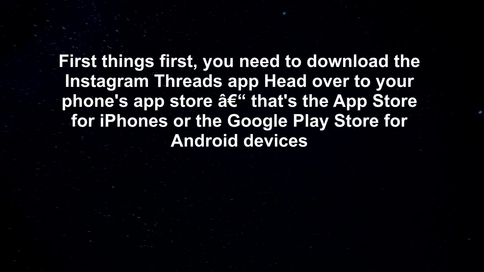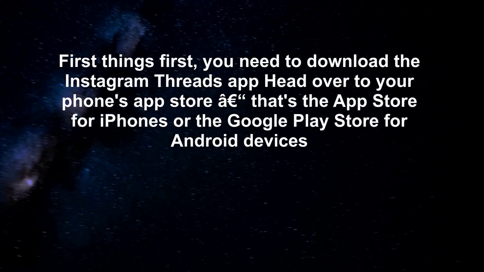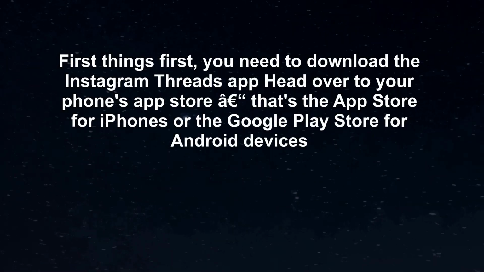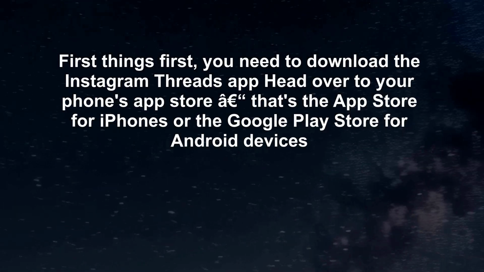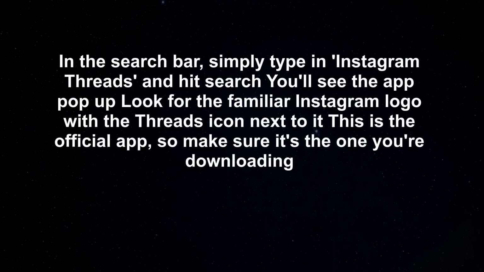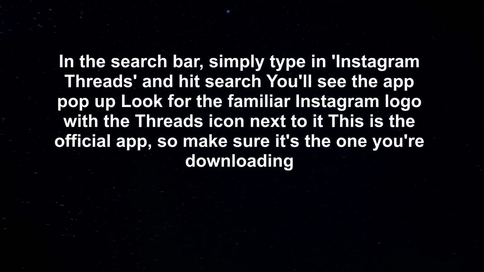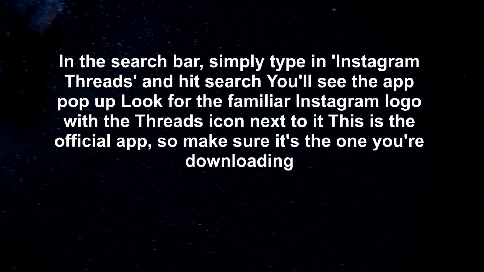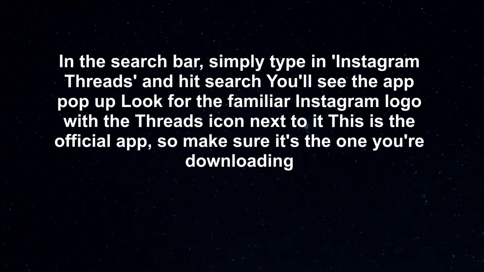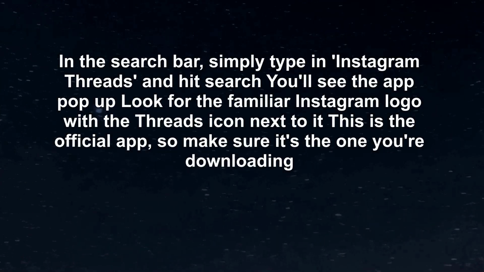First things first, you need to download the Instagram Threads app. Head over to your phone's App Store. That's the App Store for iPhones or the Google Play Store for Android devices. In the search bar, simply type in Instagram Threads and hit search. You'll see the app pop up. Look for the familiar Instagram logo with the Threads icon next to it. This is the official app, so make sure it's the one you're downloading.